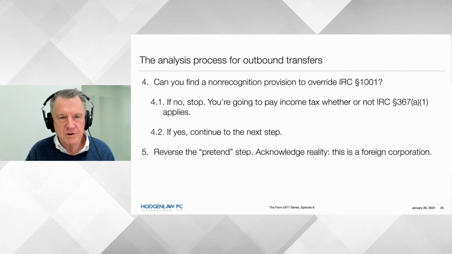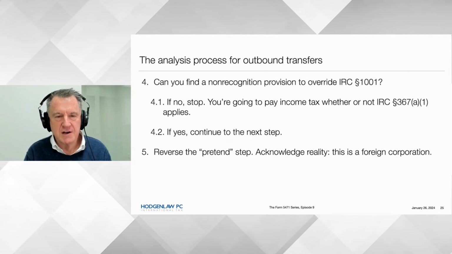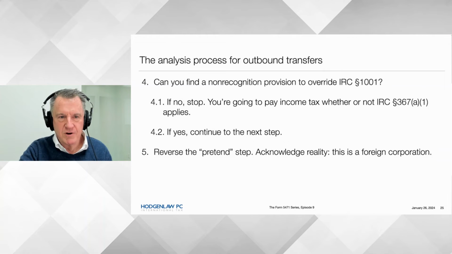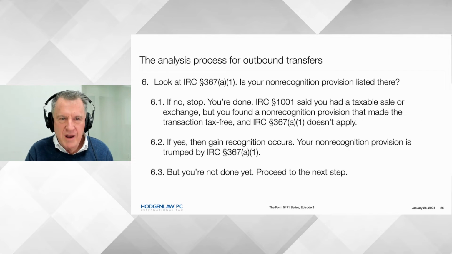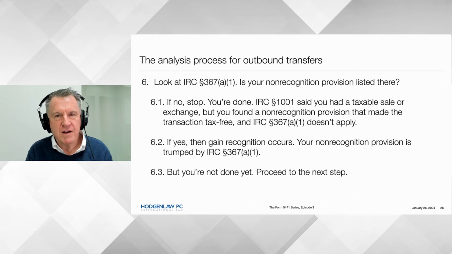Now, what I do is say, okay, I know that I've got everything within the code except for the special weird stuff that applies to foreign transactions. I've got it nailed. I understand what it is. Let's reverse it. And now we're going back to knowing this really truly is a foreign corporation. Now I've identified the foreign code sections that apply to maybe upset the apple cart here.